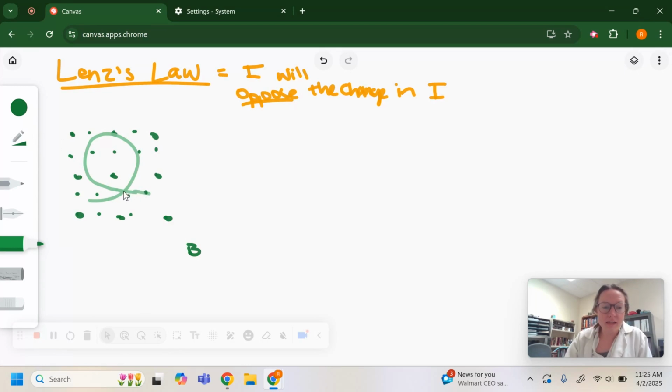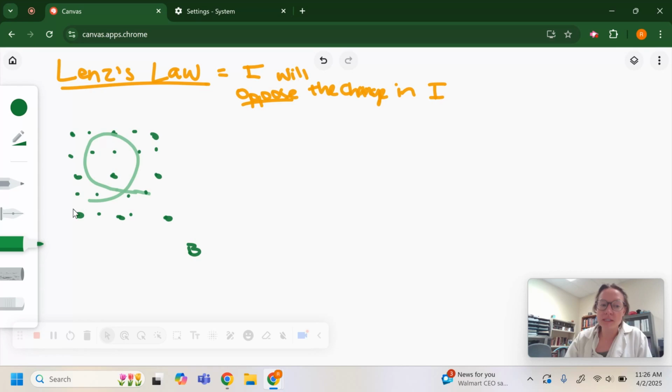Here's the idea, is that the loop likes the way that things used to be. There used to be a very weak magnetic field pointing through this little loop, and the loop says, I liked when there was a weak magnetic field pointing through this little loop. That was very nice. And so the loop will try to create a current that undoes the change.